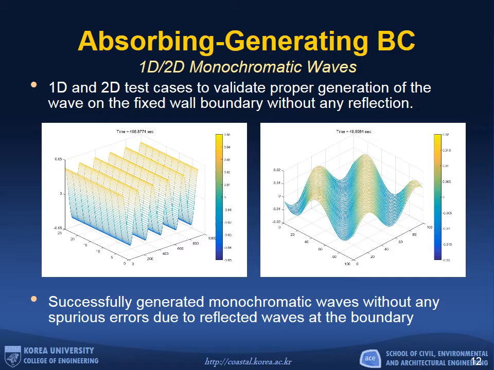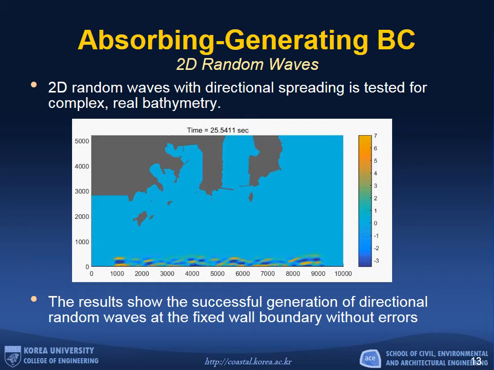This is similar to the previous one, but it is an oblique incident wave at this boundary and this boundary as well. So we can see that we have successfully generated the monochromatic waves without any errors. Then we move to a more realistic case.